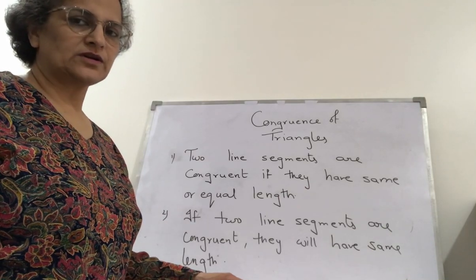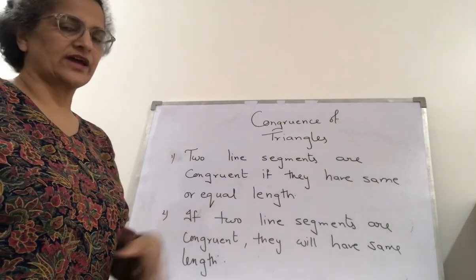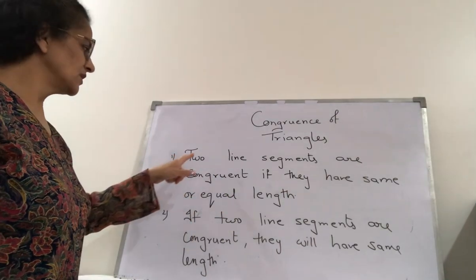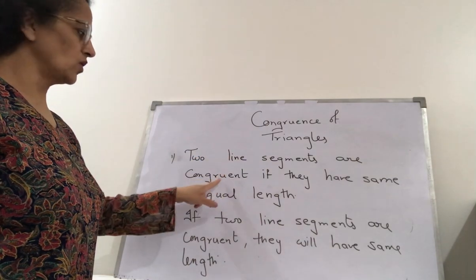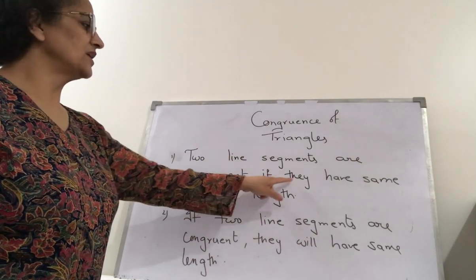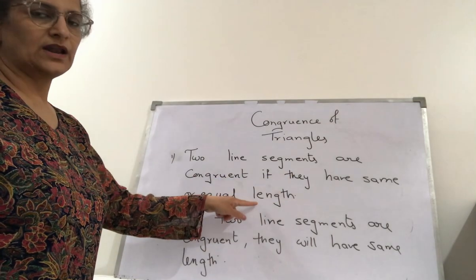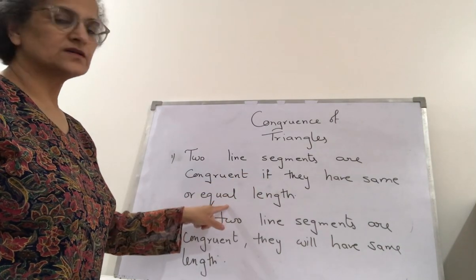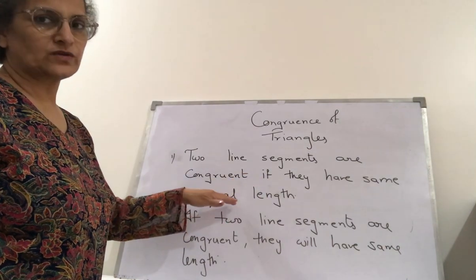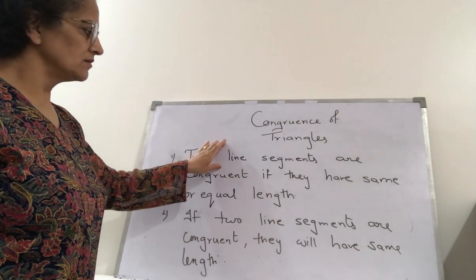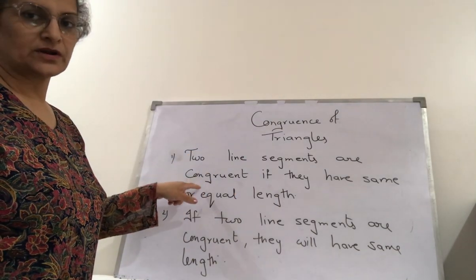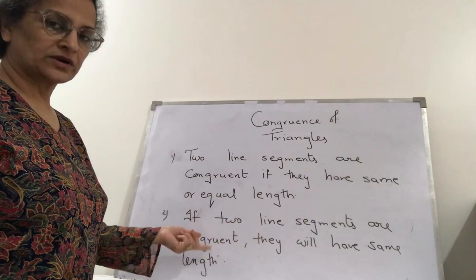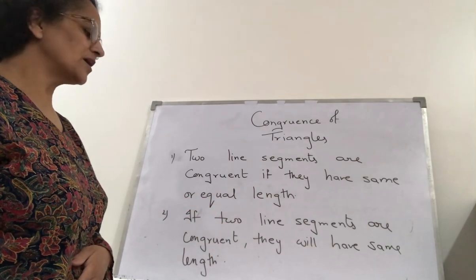Today we will learn about congruence of triangles, and we start with congruence of line segments. Two line segments are congruent if they have same or equal length. So in this case it is given that the length is same. What conclusion do we get out of it? That the line segments are congruent. And if two line segments are given to be congruent, we can say they will have same length.